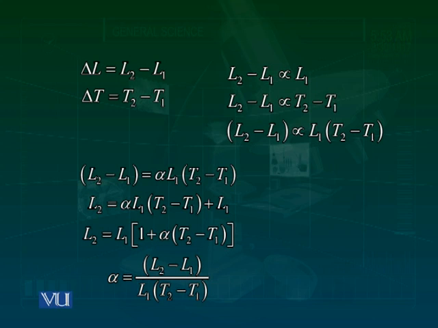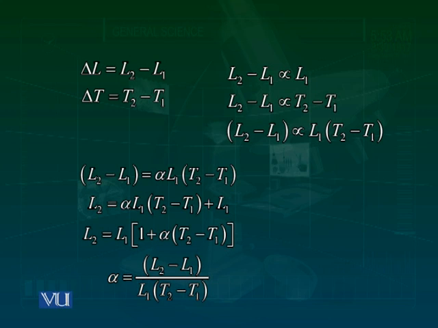Rearranging, we find that L2, which is the increase, has to be equal to alpha L1 multiplied by delta T, or T2 minus T1, plus the original length, because when it goes to the other side of the equation, the minus converts to plus. From which we get our relationship that L2 is equal to, taking L1 common, L1 into 1 plus alpha (T2 minus T1). Or if you want the value of alpha, then alpha, of course, has to be equal to L2 minus L1 divided by L1 (T2 minus T1).